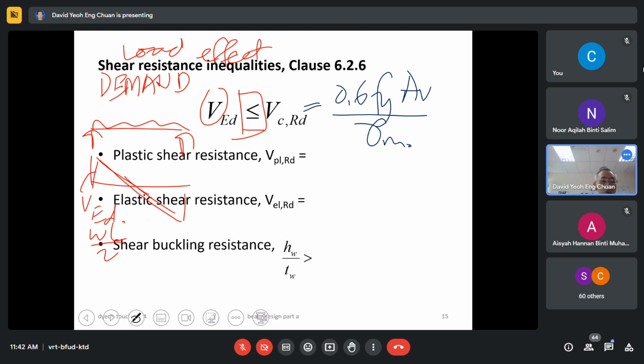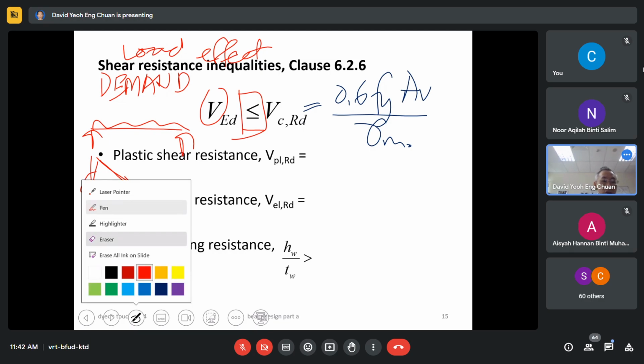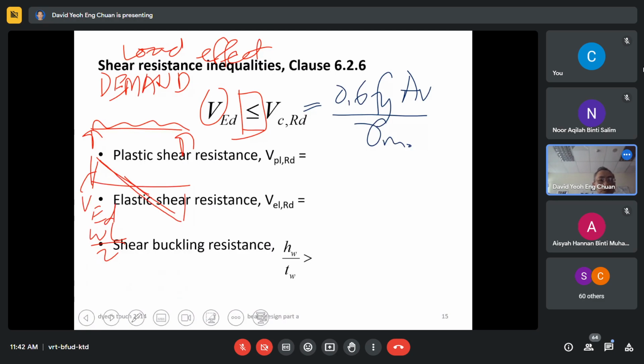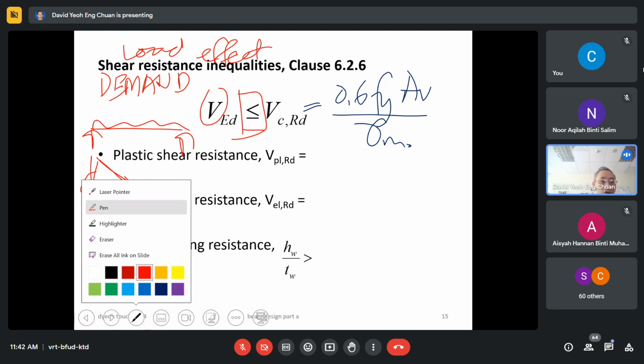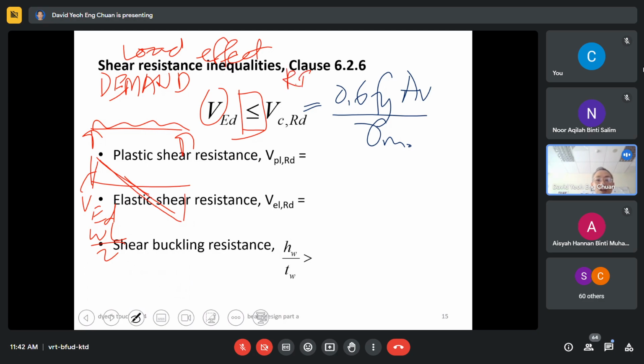So you've got this demand on the left side, and the right side is your resistance. That's your resistance, that's the capacity. The resistance can be calculated in this formula.